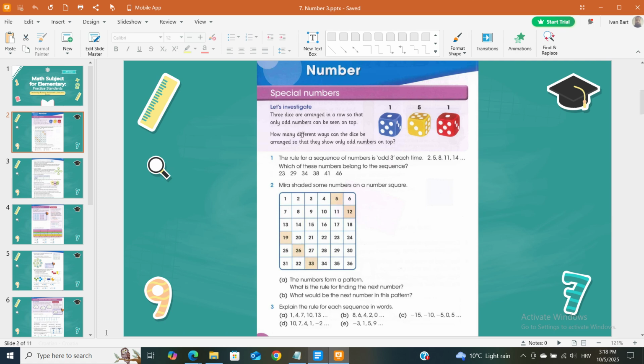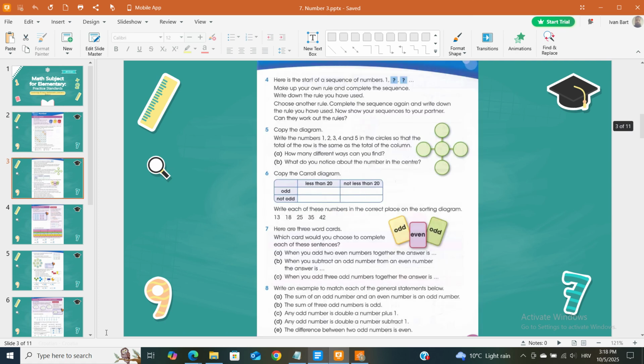4. Here is the start of a sequence of numbers. 1, question mark. Make up your own rule and complete the sequence. Write down the rule you have used. Choose another rule. Complete the sequence again and write down the rule you have used. Now show your sequences to your partner. Can they work out the rules?